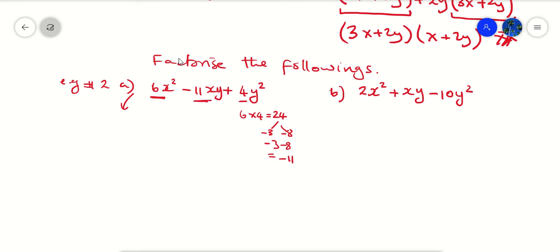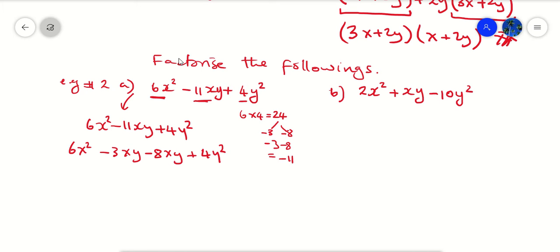So let's do it. Our given expression is 6x squared minus 11xy plus 4y squared. What do I do? I split the middle term. So I write 6x squared as it is, 6x squared, minus 11xy is the same as minus 3xy minus 8xy, plus 4y squared. What do I do here?